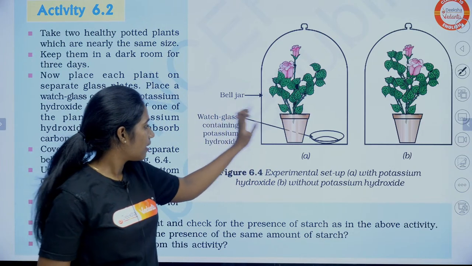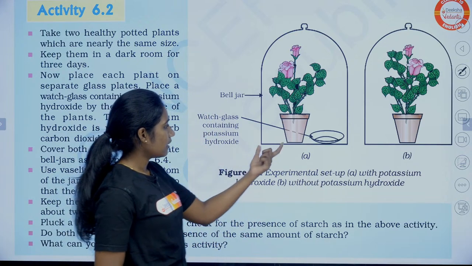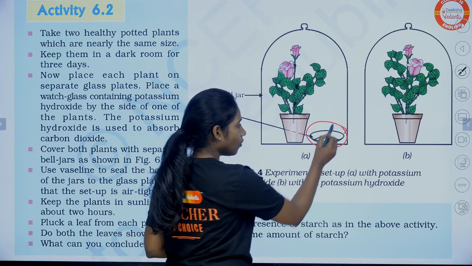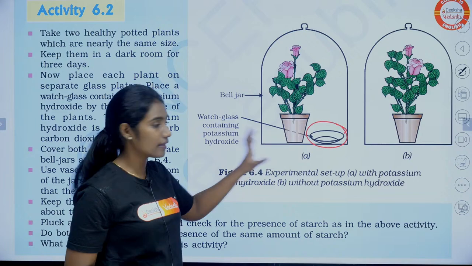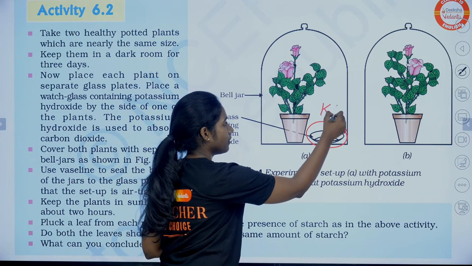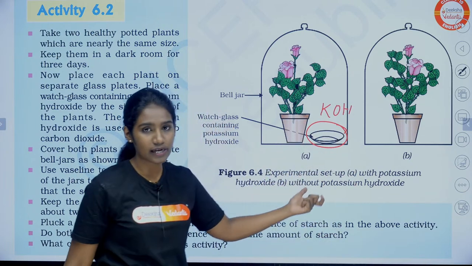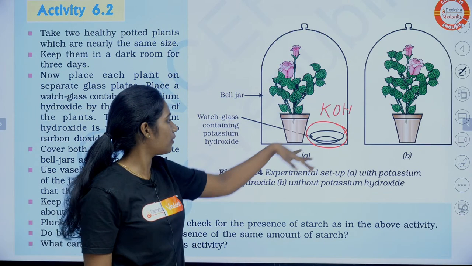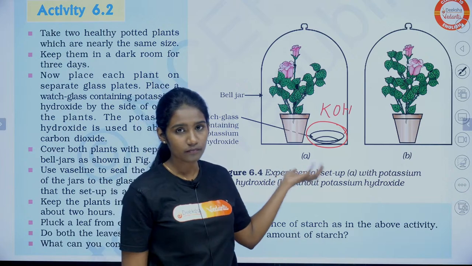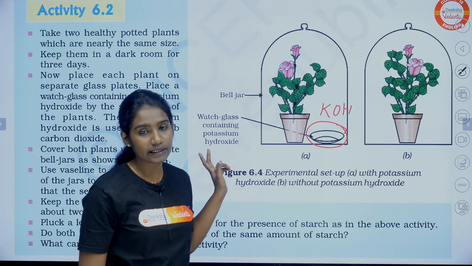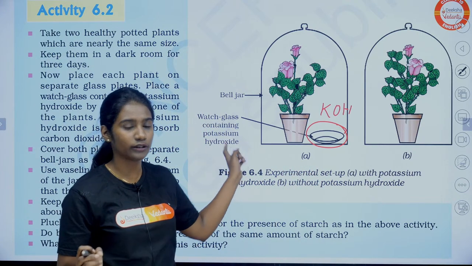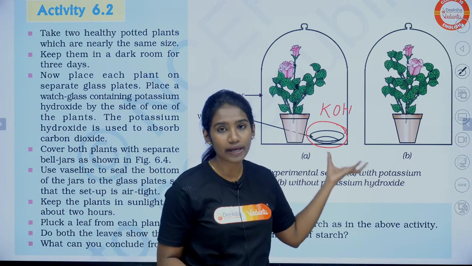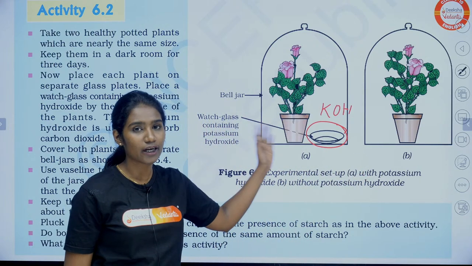Okay, now what they are doing is that near one plant, they are keeping this KOH, potassium hydroxide, in a watch glass, and then they are covering the plant with the help of this jar. Okay, and it is sealed, they use a gel to seal this.